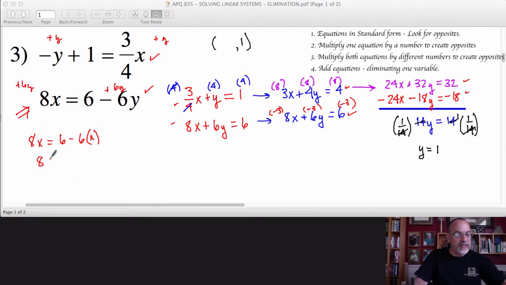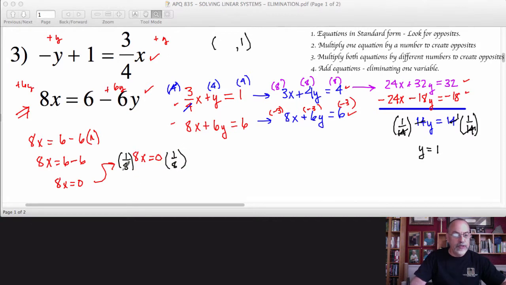So I have 8x then, and then I have 6, and then negative 6 times 1 is negative 6. So adding these like terms together, I get x is equal to 0. And I'm going to move up here. So I have 8x is equal to 0, and then I'm going to divide by 8, which means I'm going to multiply by the reciprocal of 8. So the 8's reduce to 1. 1 times x is x, and then 0 times anything is 0. So the x value is 0. So the solution to my system is the ordered pair 0, 1.